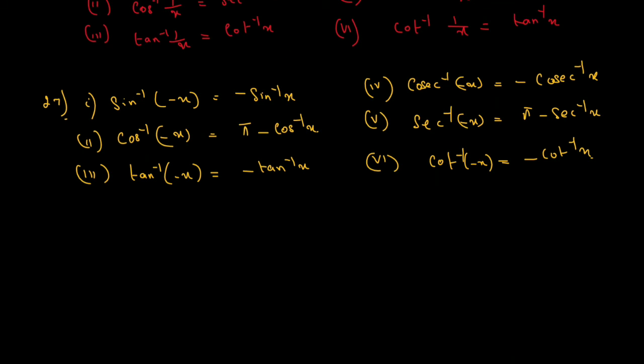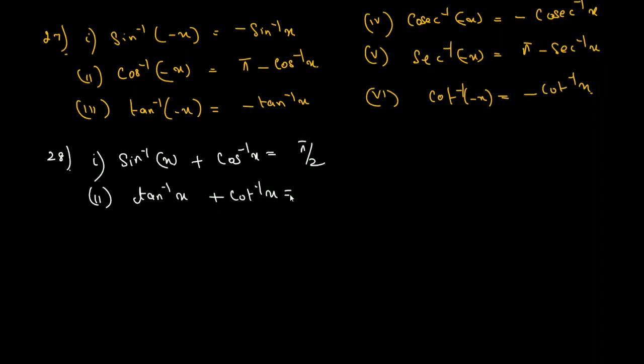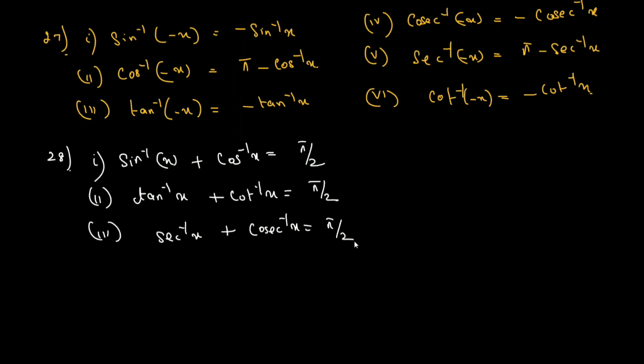The next is 28. Sin inverse x plus cos inverse x is equal to pi by 2. Then tan inverse x plus cot inverse x is equal to pi by 2. Third, secant inverse x plus cosecant inverse x is equal to pi by 2.